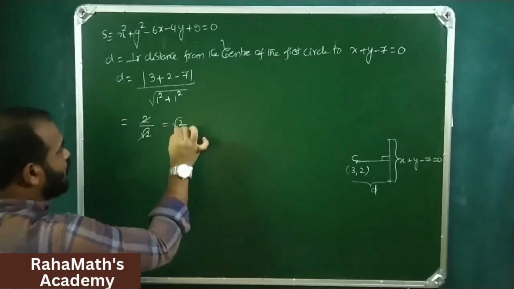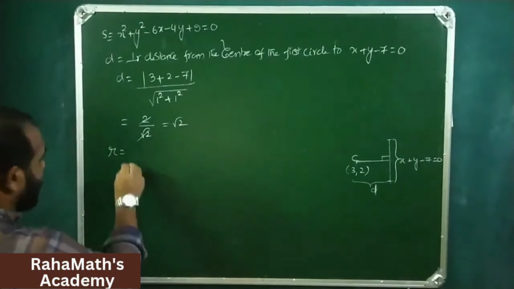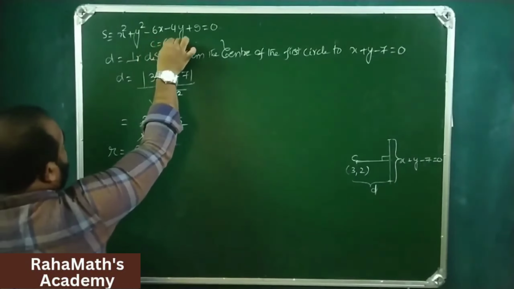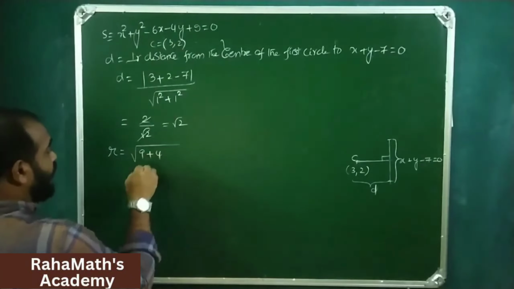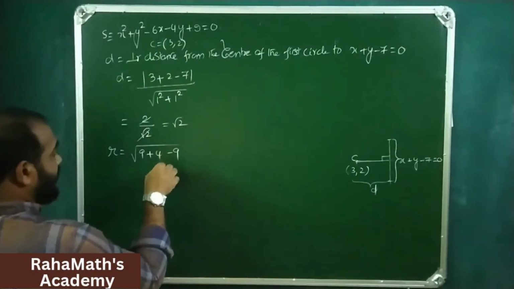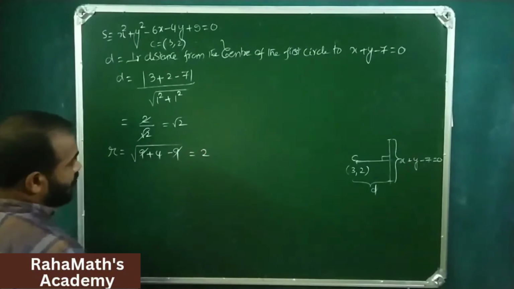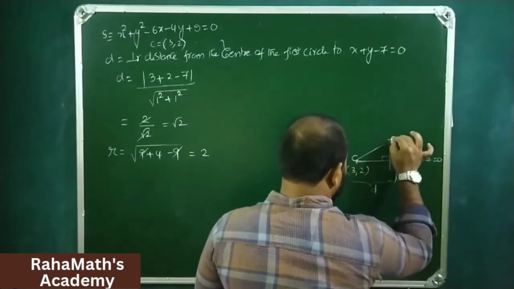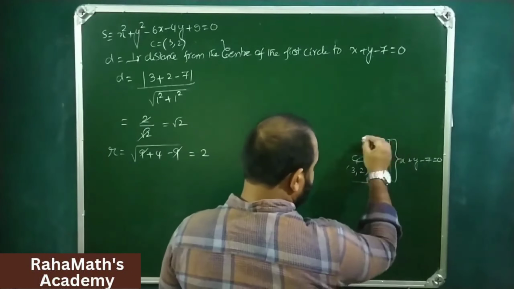So this is root 2. And what is the radius of the first circle? The center is 3, 2. So 3 square is 9, 2 square is 4, minus 9. So 9 gets cancelled. Radius is equal to root 4, which is 2. So that means this is the radius. Okay, so actually the two circles are like this.